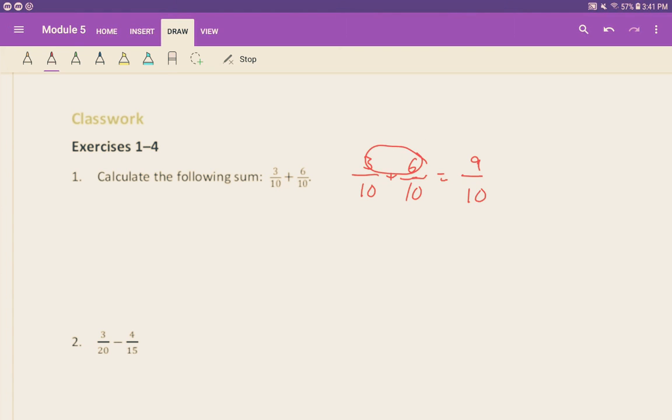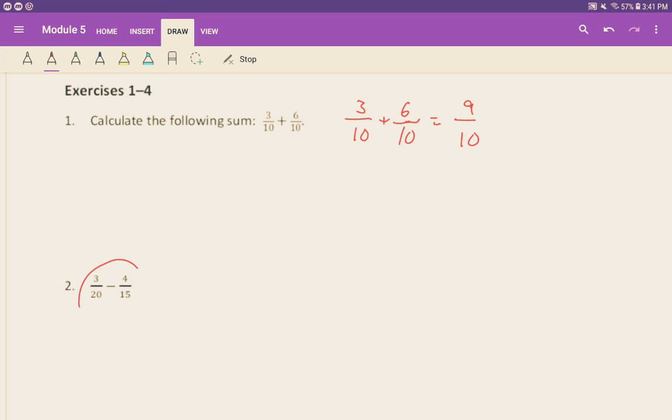Notice what really gets added together here. The numerators add together to give you the numerator for your answer. Do we add the denominators together? The answer is no. It just stays 10, right? What happens if these two denominators are not the same? What do we do then? Well, let's take a look. Number 2 will help us answer that question.